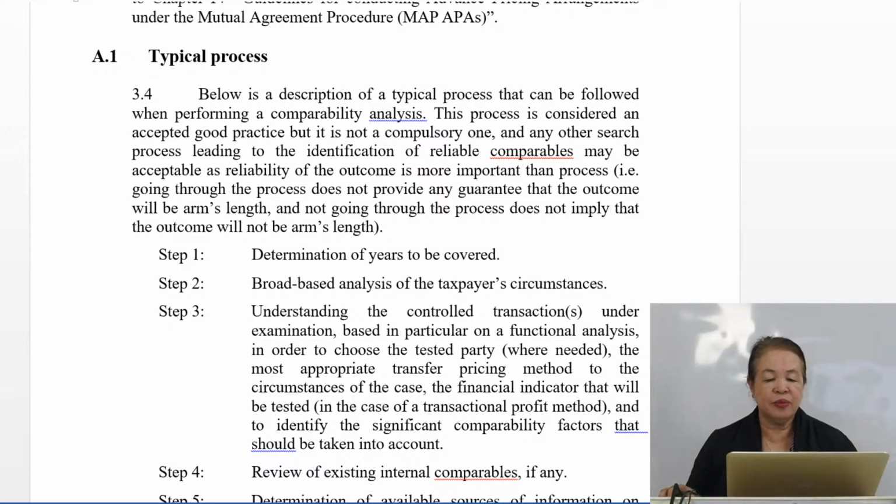So step 1, determination of years to be covered. Sa atin naman, no, dito sa Pilipinas, yung years to be covered, usually wala tayong independent na transfer pricing audit, kasama po siya sa regular audit.